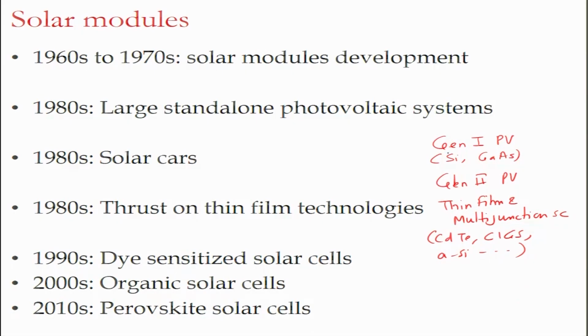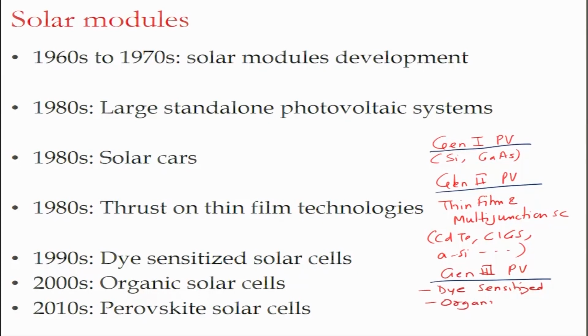So this is Gen 1, this is Gen 2, and if I now draw a line here, then we have Gen 3, which means dye sensitized, organics, and perovskites.